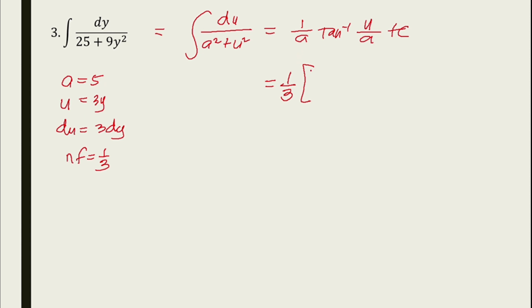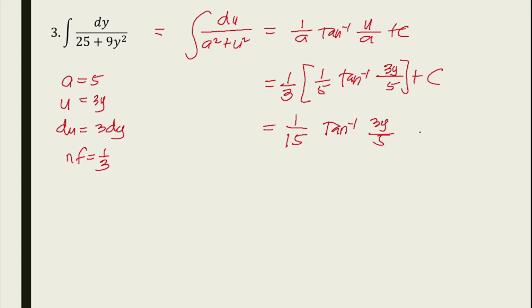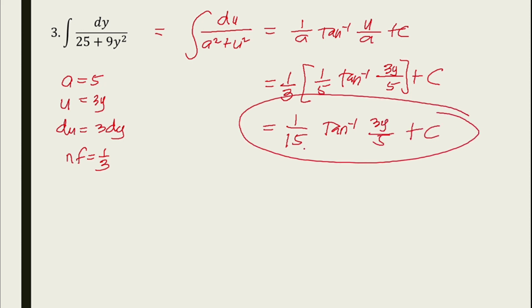What is our a? 1 over 5 inverse tangent of what is our u? 3y over what is our a? 5. Then plus c. Okay, so therefore we have here 1 over 15 inverse tangent of 3y over 5 plus c. So this is the final answer for number 3.